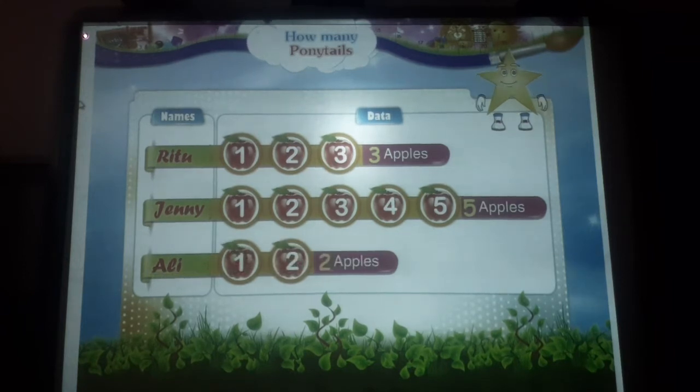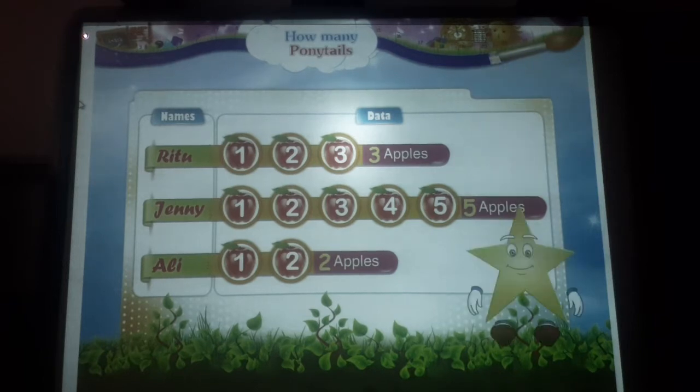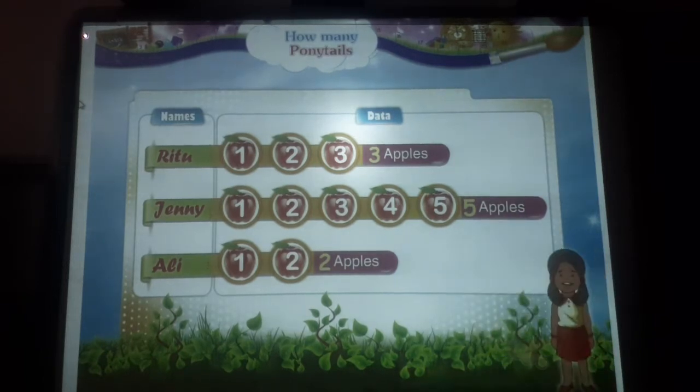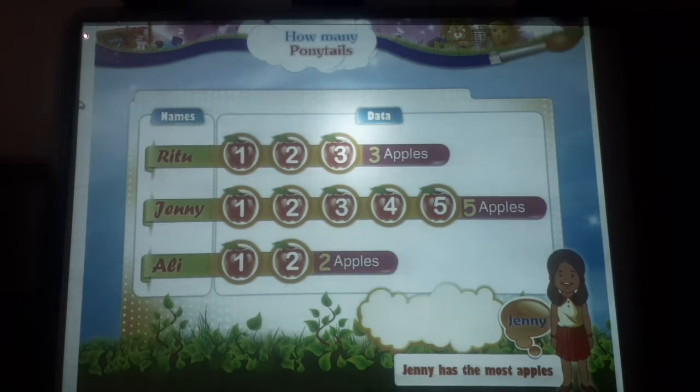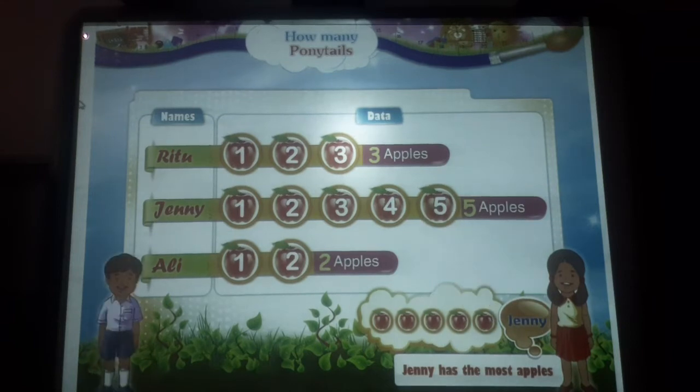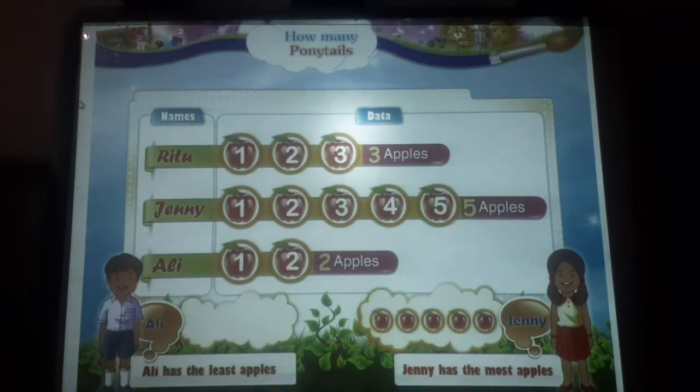We can get even more data. Jenny has the most number of apples. Ali has the least number of apples.